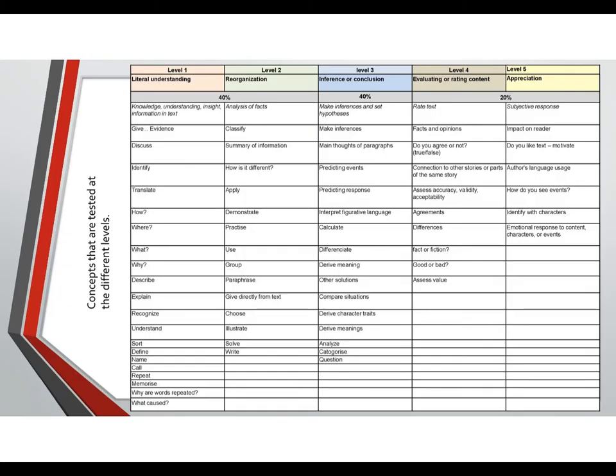What we have on this slide are the concepts that are tested at the different levels. Level 1, 2, 3, 4, and 5. Now, if you would like to study this, we will also send you a hard copy of what is needed. At the end of this program, you can leave us your address and we can forward it to you.